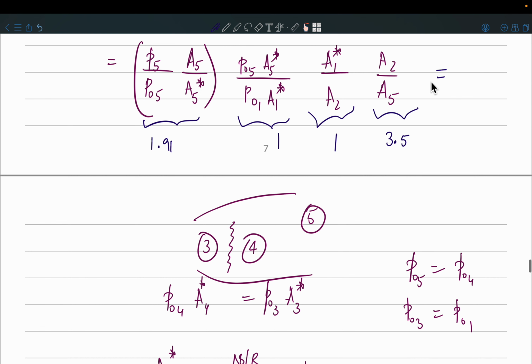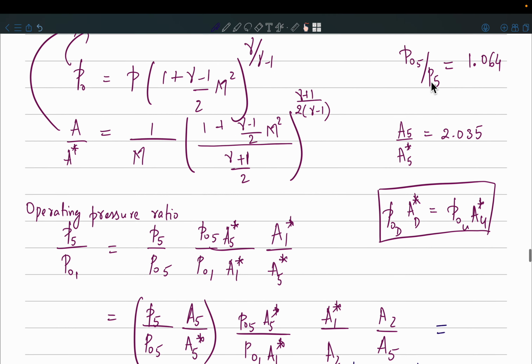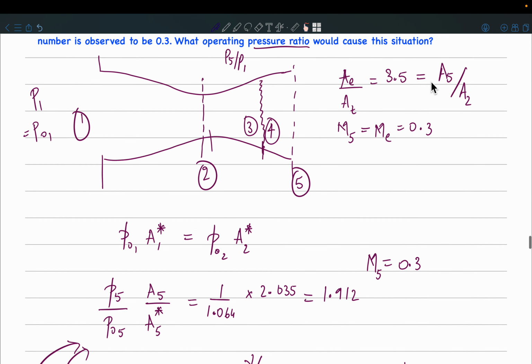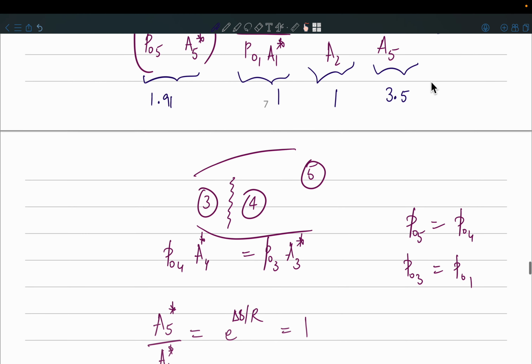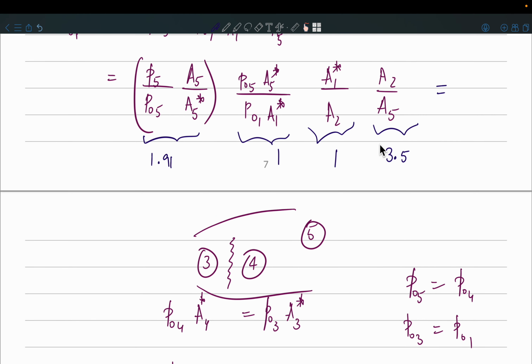So now what is the answer? Yeah, just note that what is given to us is A5 by A2. So I think I've written something wrong there. Yeah, A2 by A5 is 1 by 3.5. So this is 1.91 by 3.5.